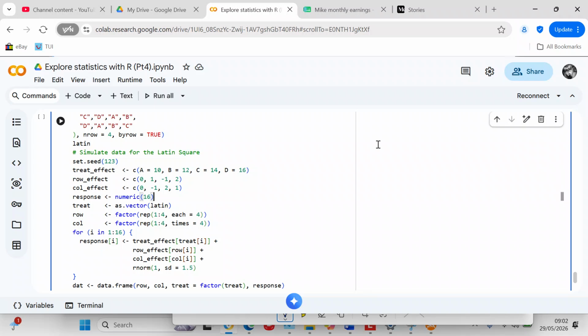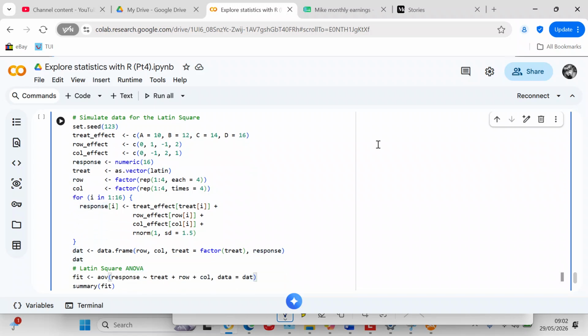Now we're going to simulate the data for the Latin square. The first thing we're going to do is set our seed. The reason why you set your seed is so every time you run the program, the variables are going to be initialized to the same values. So you type set.seed brackets 1, 2, 3, and you can put any number you want within the brackets.